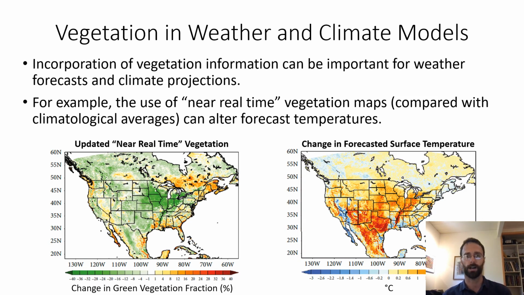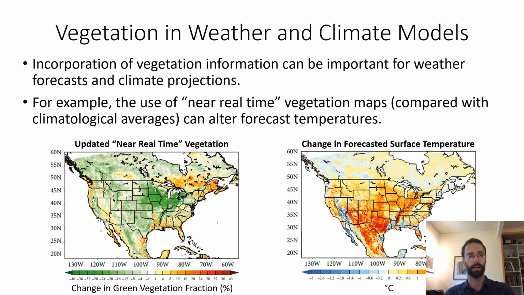So as my last point in this talk, I want to give an example from a recent study that analyzed the impact of incorporating near real-time vegetation characteristics into a weather forecast model. So the researchers compared two weather forecasts, same forecasts, with the same model. But in one simulation, they used climatological averages of vegetation as the lower boundary condition in their model. So what that means is that for a forecast made for a 3-day period in October, they used average October vegetation characteristics as the land surface in their model.